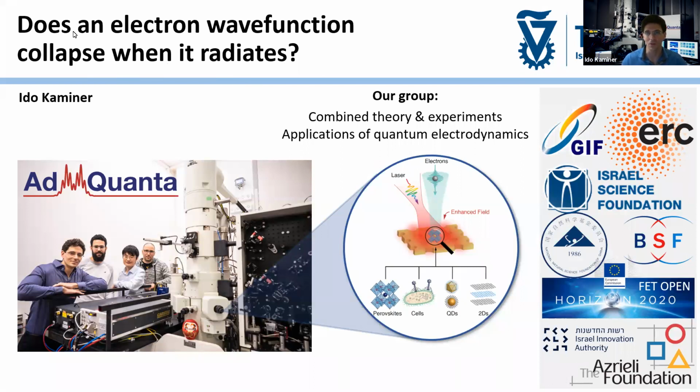And this is the question of the electron wave function and how it behaves when radiating, and especially whether we expect to see the electron wave function collapsing when it's emitting radiation. I'll discuss both the scenario when the radiation is spontaneous and when it's stimulated, and we'll see how different experiments that we're doing are having this question coming back again and again in many of the experiments we're running. And that will be the focus of the talk.